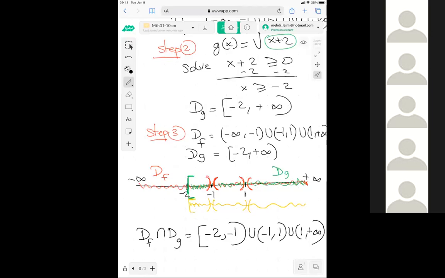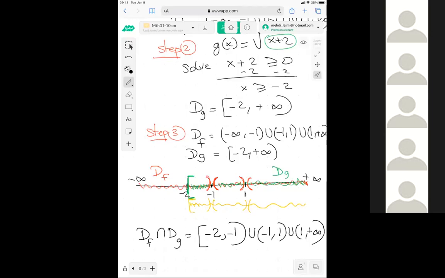Is there any question, guys, about how I got this intersection or common domain? You can use the number line, guys. You can draw the domain of F and the domain of G, and then you can see what the intersection between the two domains is. You can always use the number line if you're not sure about the answer. I think it's a good idea to use a number line.